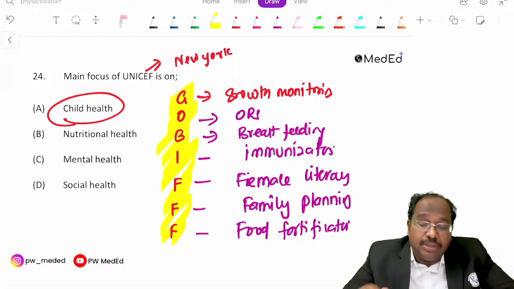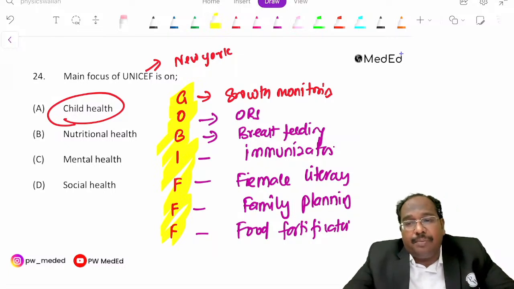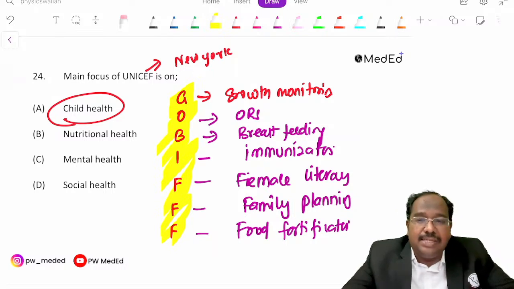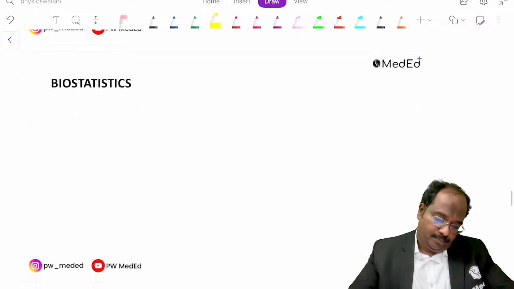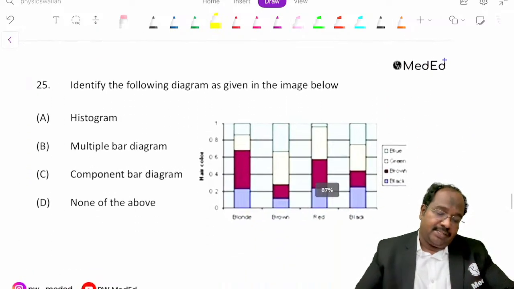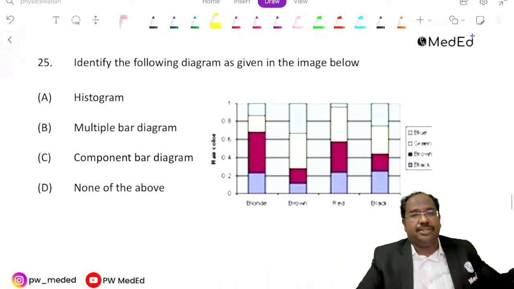So UNICEF also contributed to our applied nutrition program. They have given manure and seeds for our applied nutrition program. That was also asked as a question last year in the NEET exam. We'll see some biostatistics questions. Answer this question.